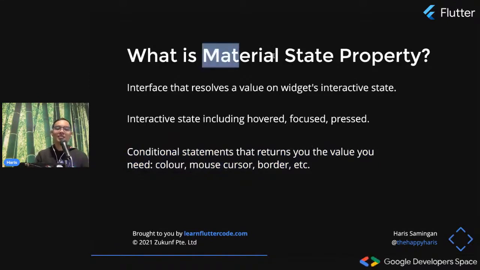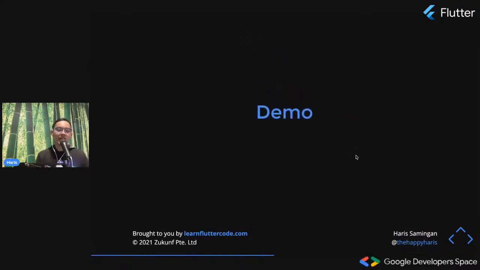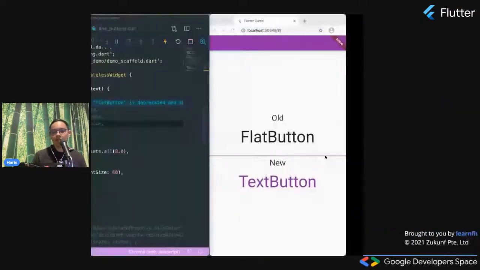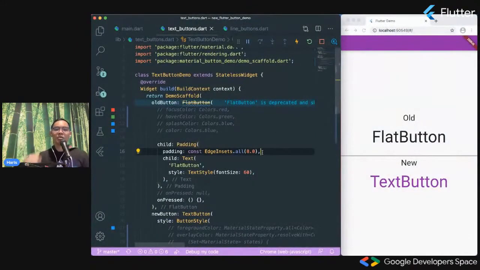For example, the material state property color is when you want to hover over a button, it has a different color. If it's focused, it is a different color. And if it's pressed, it's another different color. You can do it for your mouse cursor or even your border. So I'm going to have a little demo on how you can actually use this material state property and see the difference between the old buttons and the new buttons. So let me go to this demo over here.